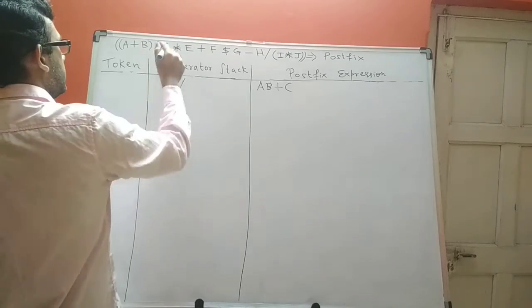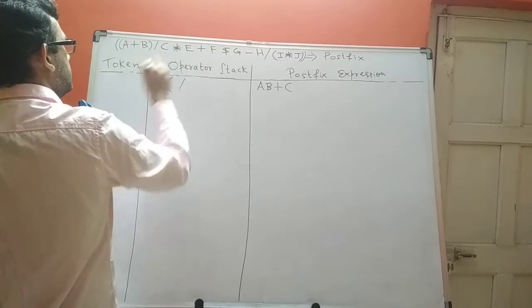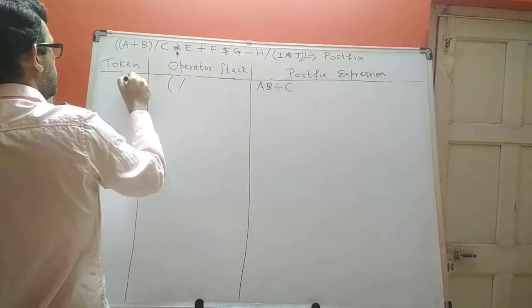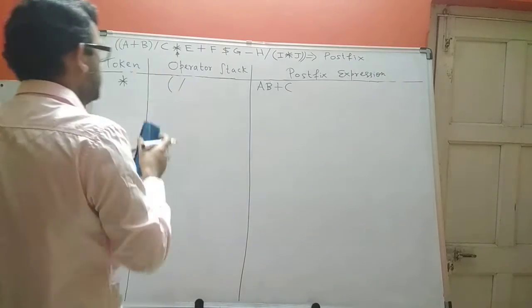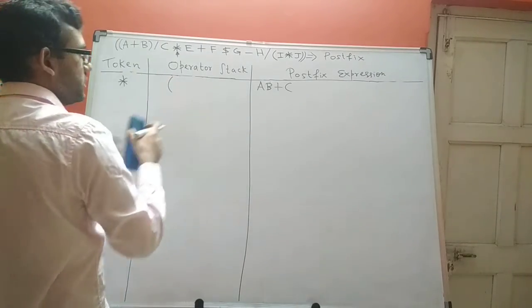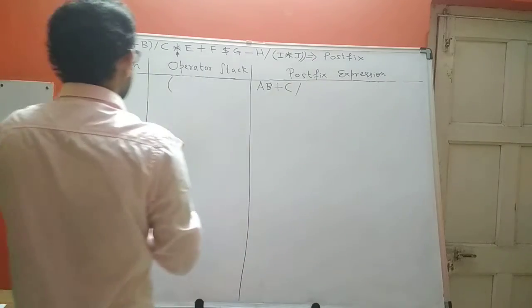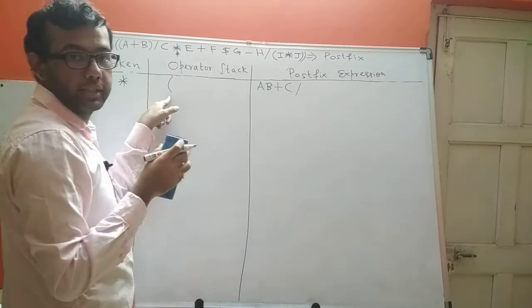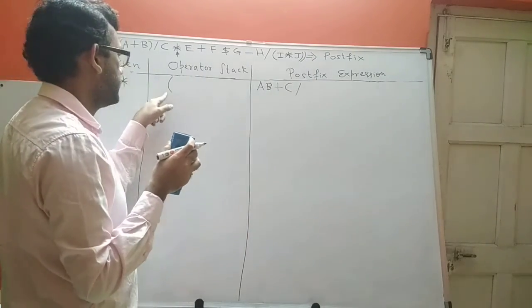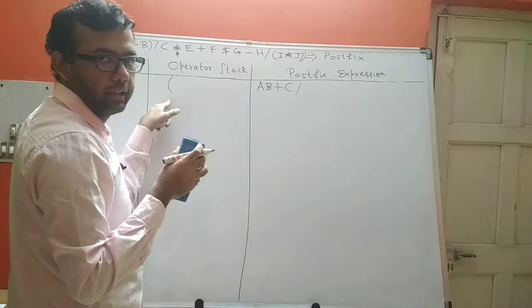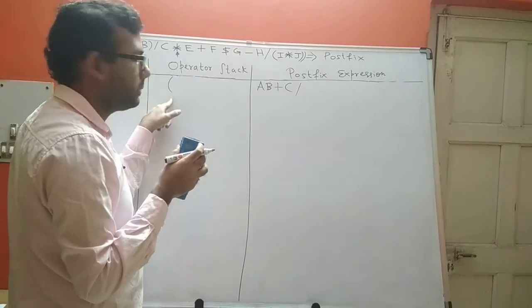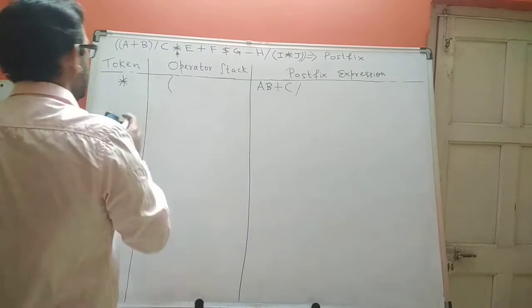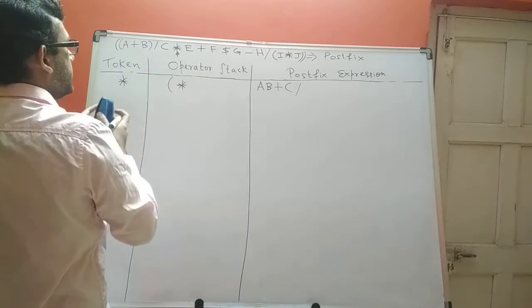My next token is star. Now star and division have the same precedence. So what do I need to do? I need to pop division and add it to the output. Now I have to check whether star has greater precedence than my top of stack. My top of stack currently contains the opening parenthesis, and star has greater precedence than the opening parenthesis because the opening parenthesis is the top of stack. So I'll push star on my stack.